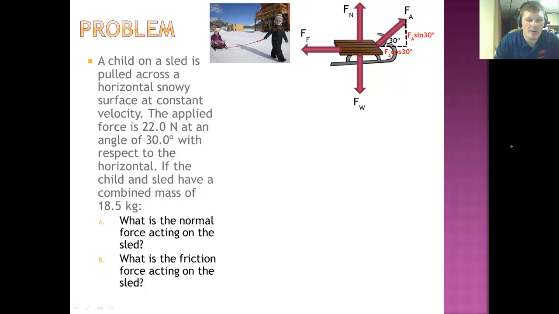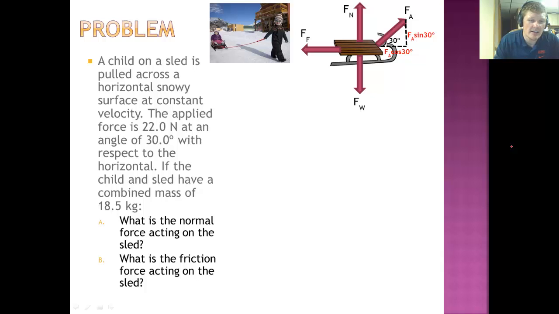Okay, let's consider a free body diagramming problem that involves a little bit of trigonometry. A child on a sled is pulled across a horizontal snowy surface at constant velocity. The applied force is 22 newtons at an angle of 30 degrees with respect to the horizontal.